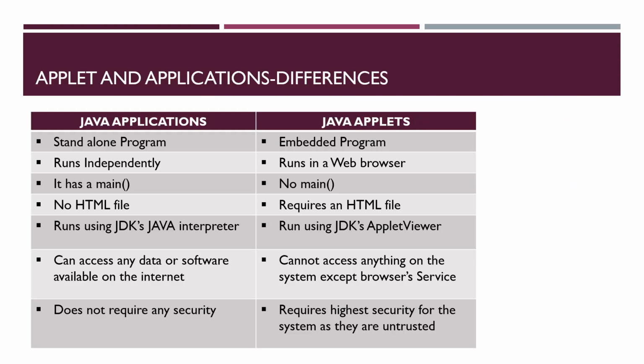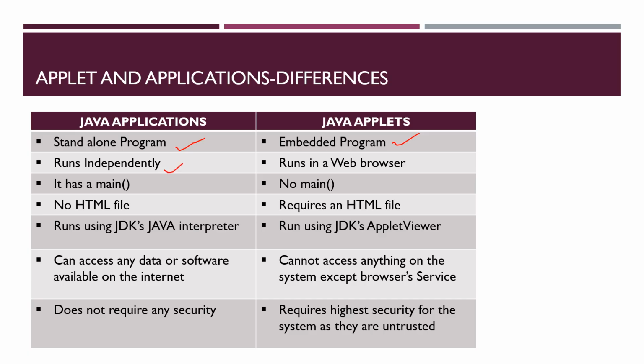Next, we will discuss the difference between applet and application. Although both are written in Java, they serve different purposes and work in distinct environments. A Java application is a standalone program that runs independently on a computer. It is typically executed using a Java interpreter provided by the JDK. Java applets, on the other hand, are small programs designed to run inside a web browser, often used for interactive web content.